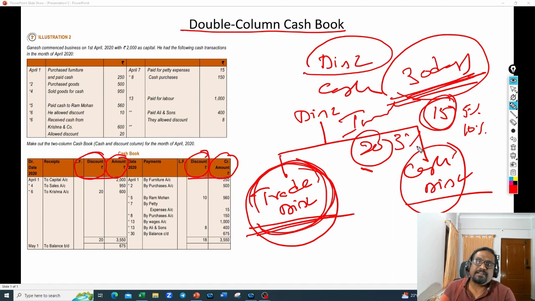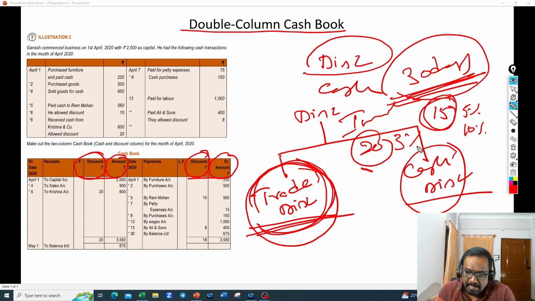So this is the reason why cash discounts are encouraged by suppliers, whoever the supplier is. Suppose I am selling goods and sending goods to my customers. I will ask my customers, boss, if you could pay me this amount early, I will give you some discount. Similarly, suppliers will tell me when I purchase goods from them: boss, if you could make the payment early, I can give you some discount.